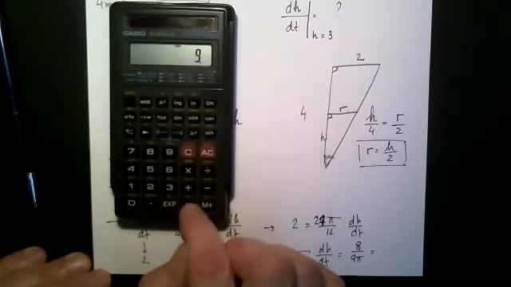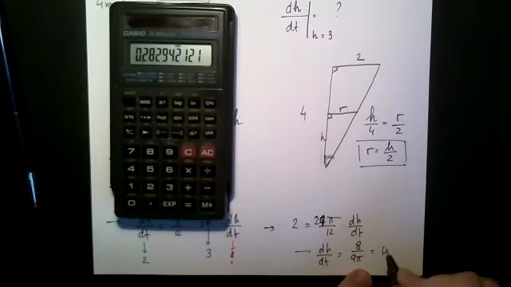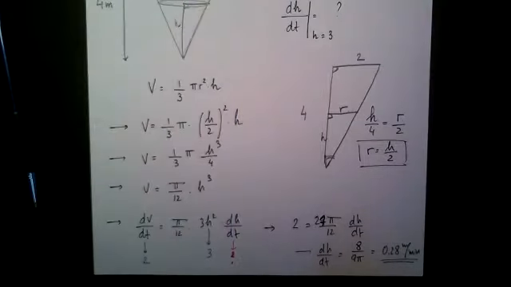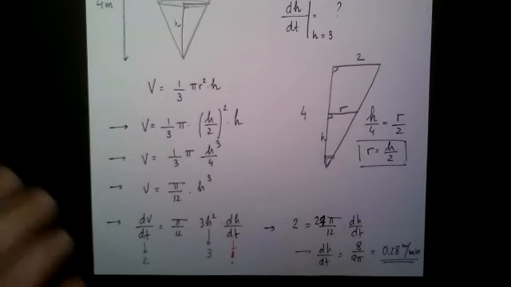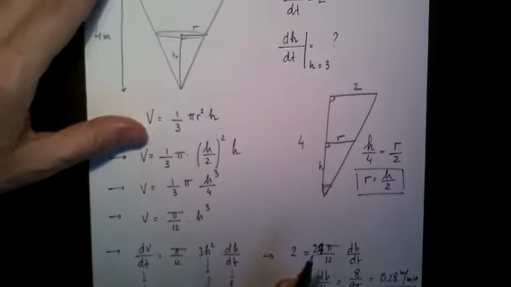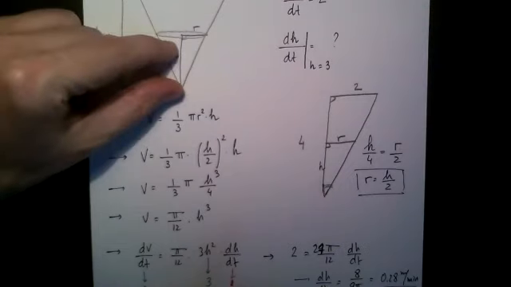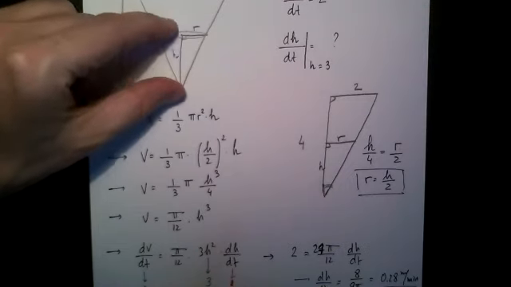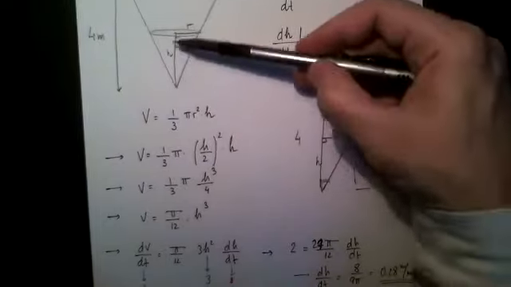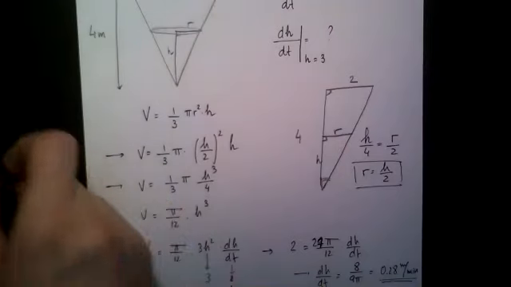8 divided by 9 pi, so 0.28 meters per minute, I guess. That was my unit. And that's the rate at which the height is increasing. Obviously it doesn't increase at the same rate depending on which height you are, if the water is being poured at a constant rate.